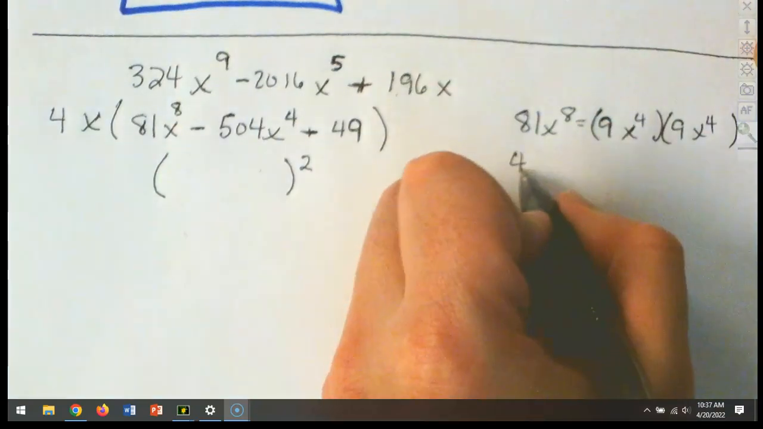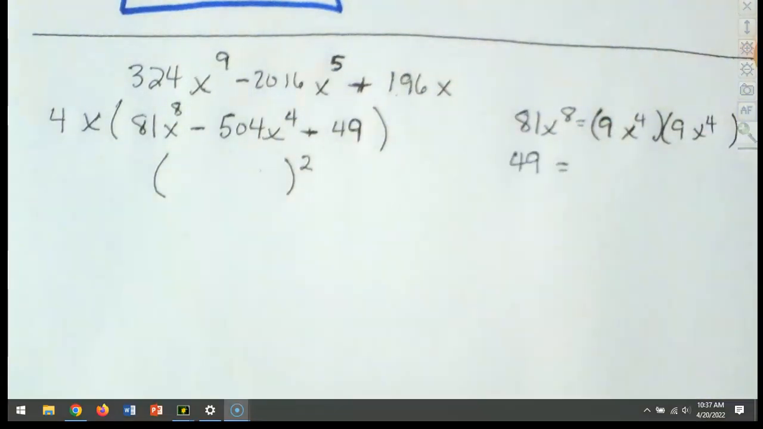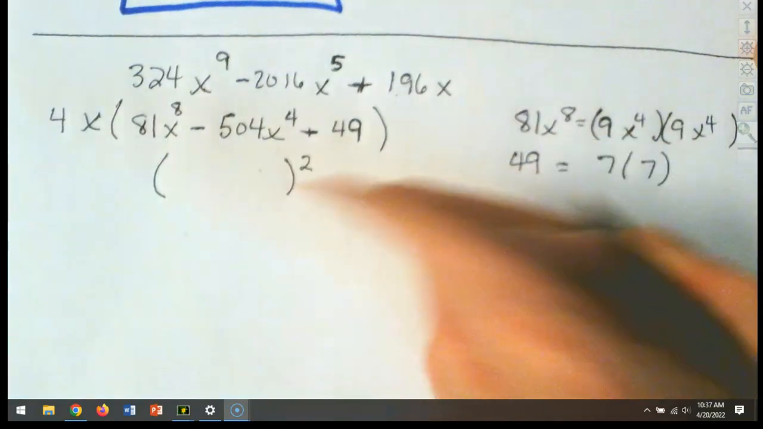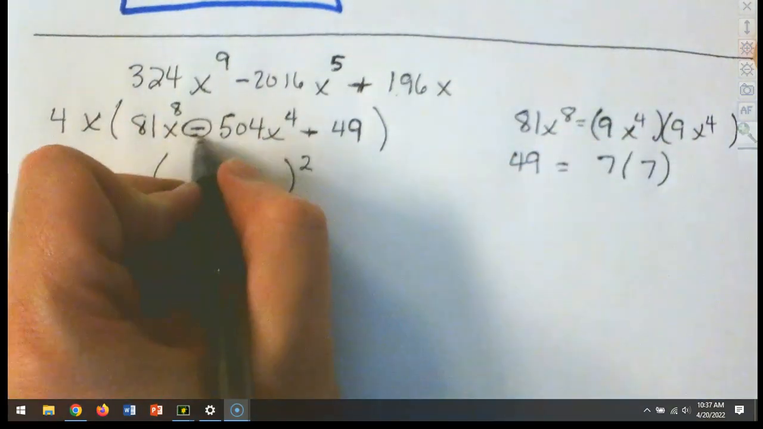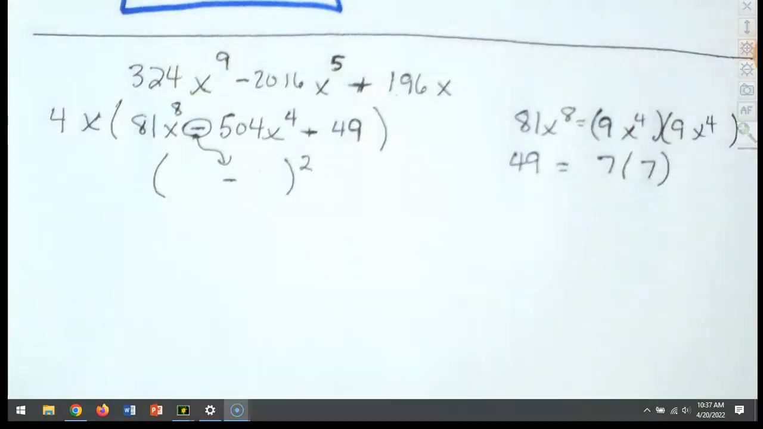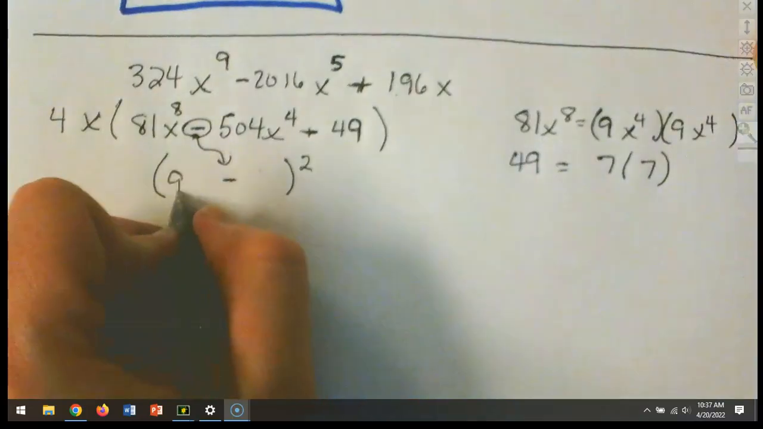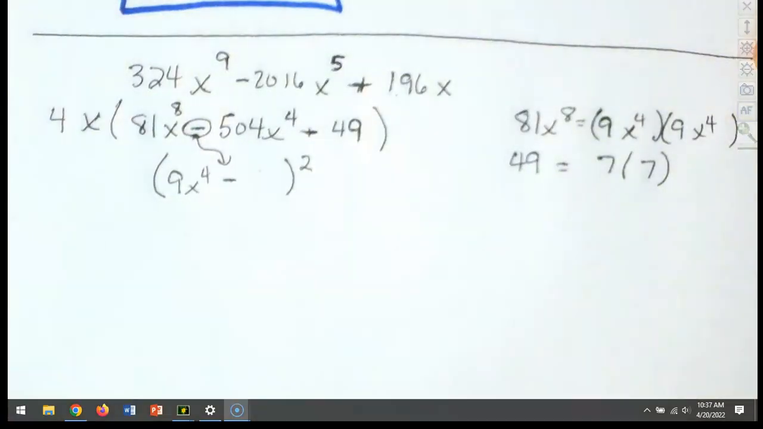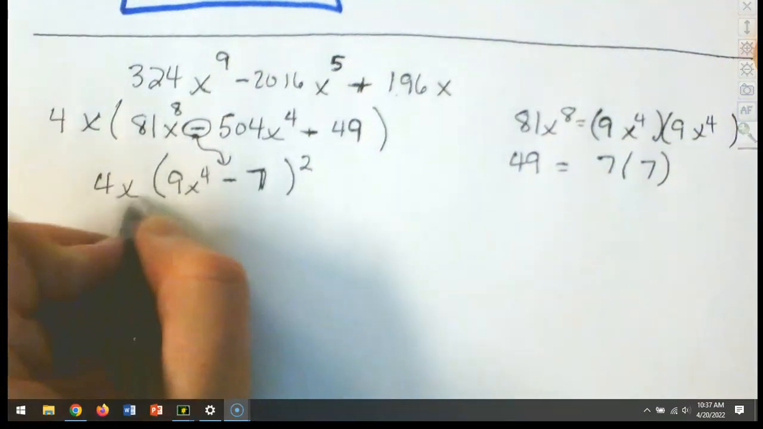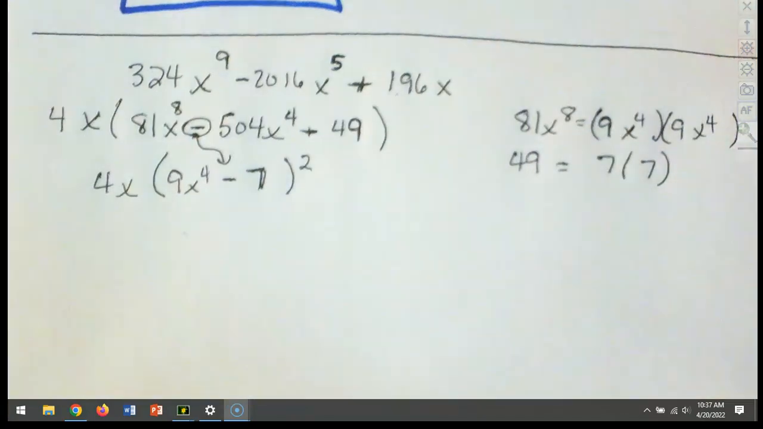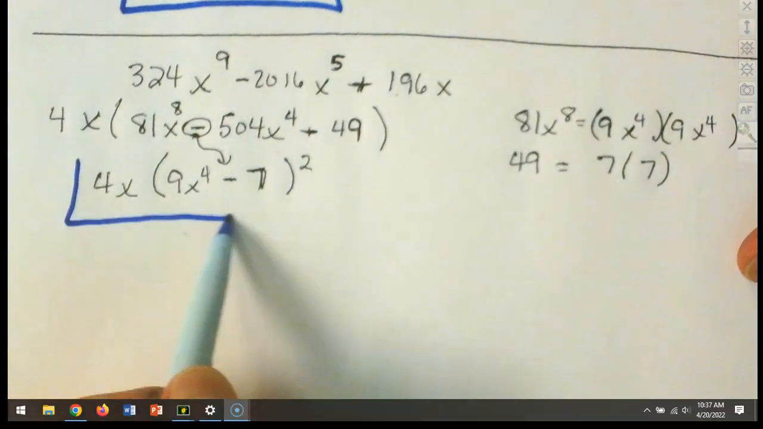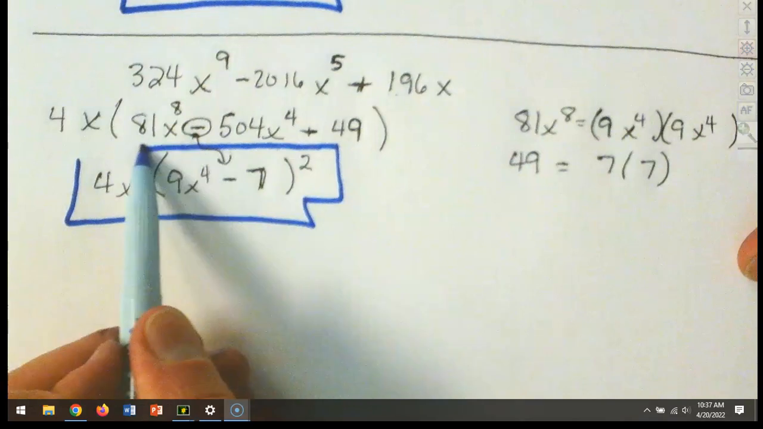Then we've got 49, and 49 is a perfect square of 7 and 7. The sign in the middle is negative, so the negative comes down. And we now have a 9x to the 4th minus 7. And what's out in front of all of it? 4x. And that's it.